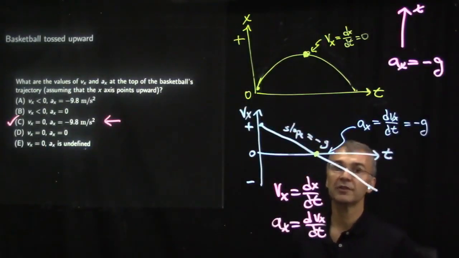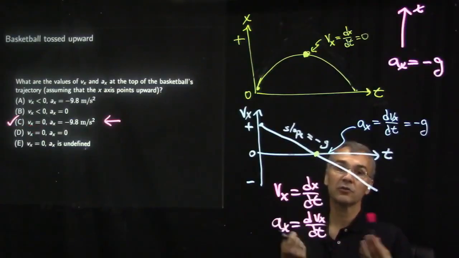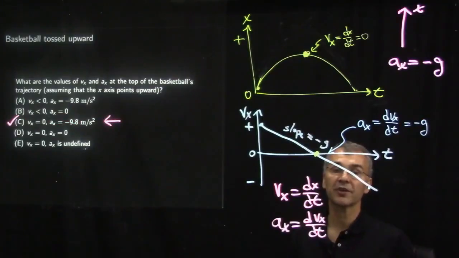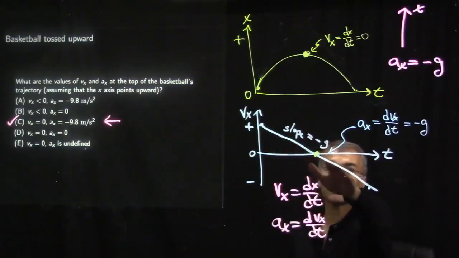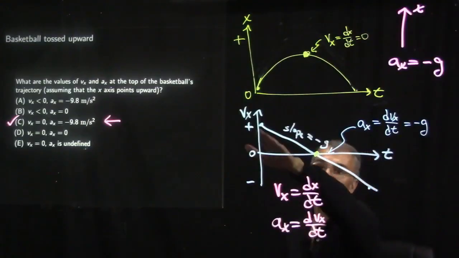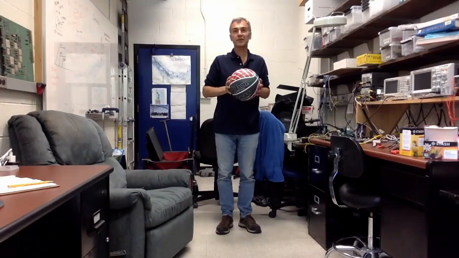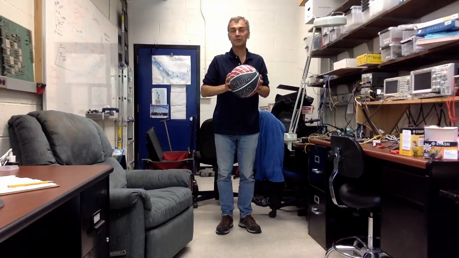Charlie. V sub x equals 0 because it's at a local maximum in position, but a sub x is minus 9.8 meters per second squared because it's still acting under Earth's gravity. The slope of this v sub x versus t curve has not changed. The value of the curve passed through 0, but the slope doesn't change. The slope just before this is the same as the slope just after this. It's just that the curve happens to pass through 0. Let's make one more set of graphs, this time with the basketball.